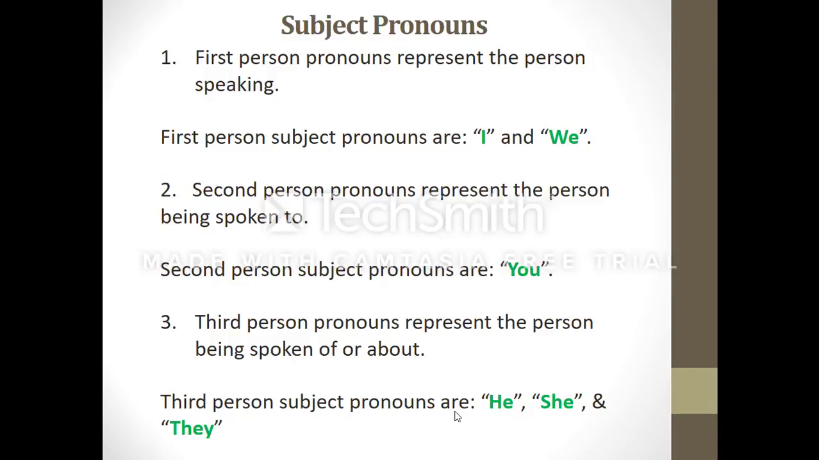Okay, so first person pronouns represent the person speaking. So on your note guide for first person subject pronouns, you should have written I and we. For second person on your note guide, it tells you that it represents the person being spoken to, and that would be you in English. And finally, third person subject pronouns represent the person being spoken of or about. So on your note guide, make sure that you wrote for third person subject pronouns, they are he, she, and they.